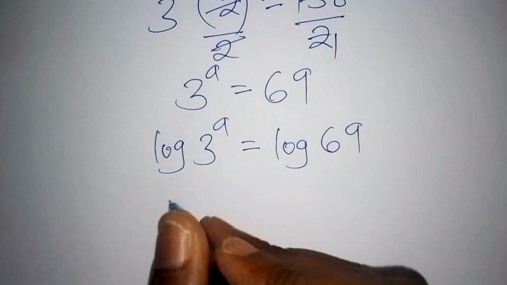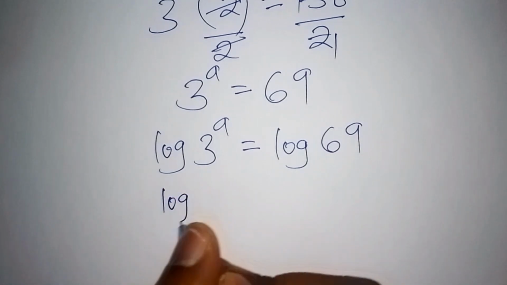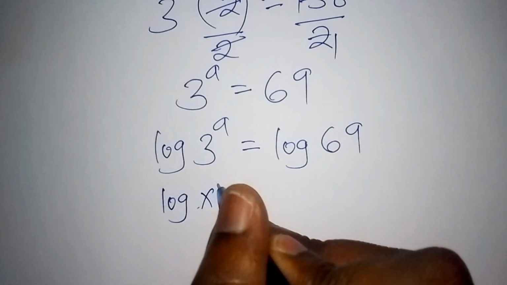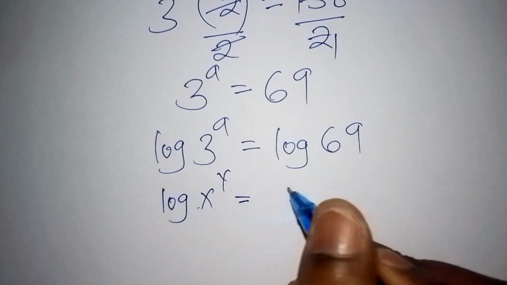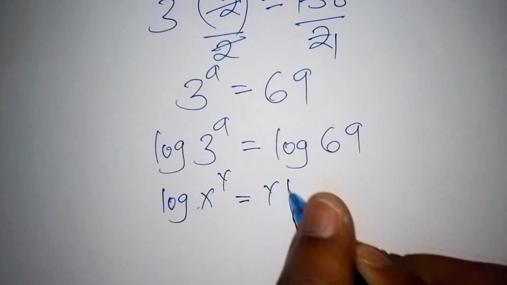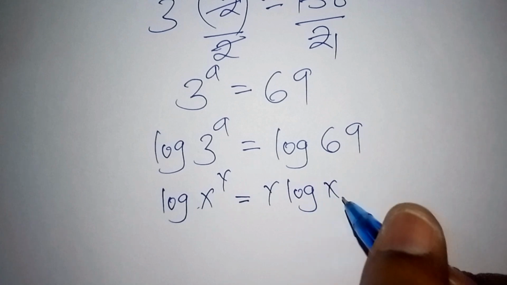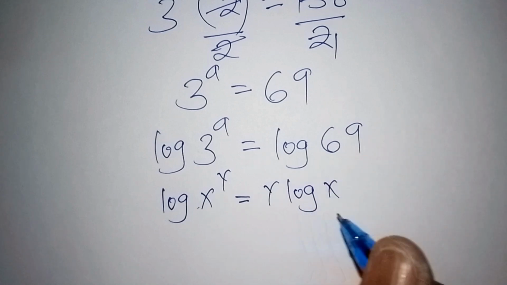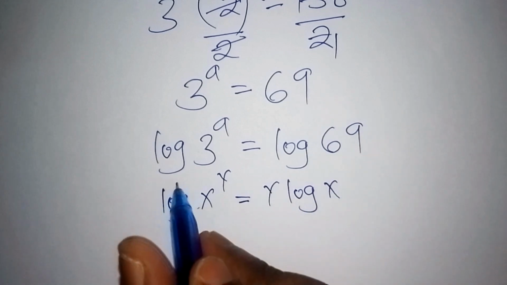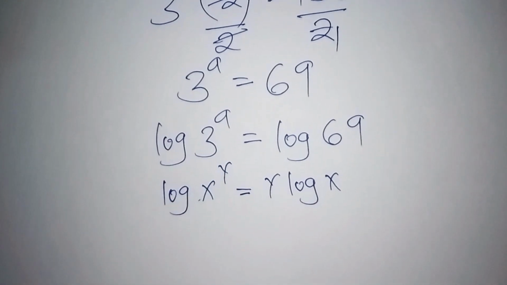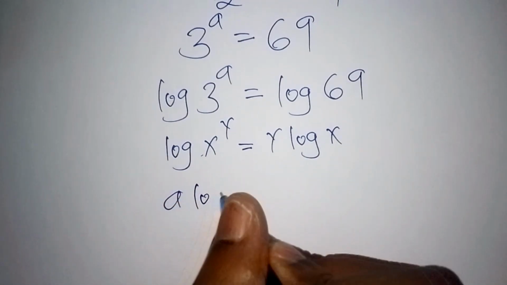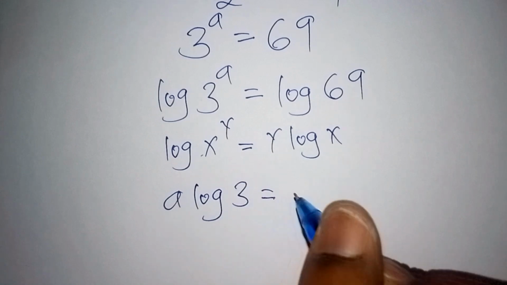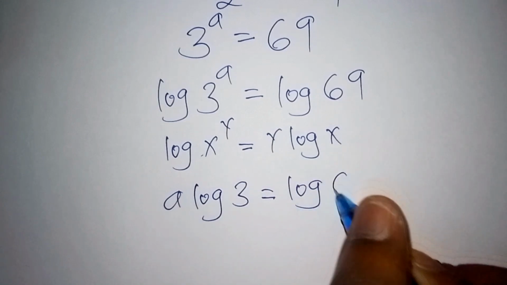So from there, assume we had the log of x to the power of y. This one can be worked out as y the log of x. So that is how we can work it out. Meaning that the log of 3 to the power of a, we can still work it out as a log 3, which is equals to the log of 69.